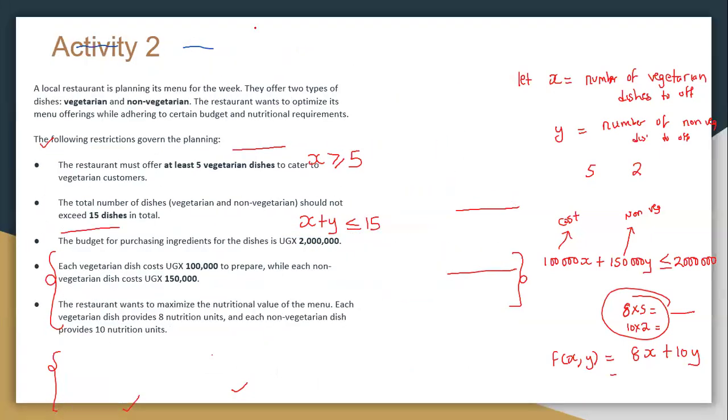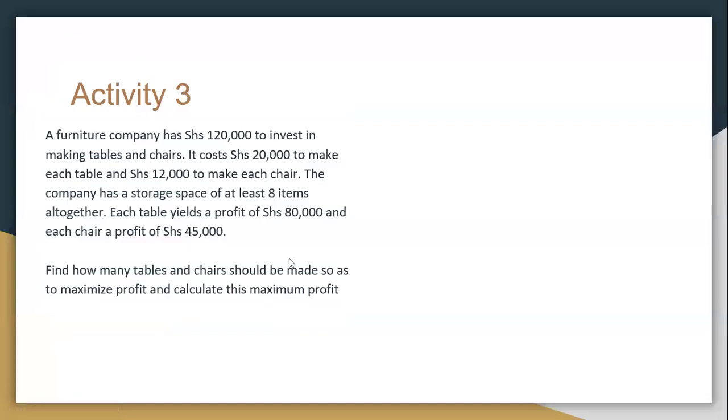Someone made a suggestion in the chat, but allow me to key in my screen, and then I pray this one is a bit clear. Now we have another item. They are telling us that a furniture company has 120,000 to invest in making tables and chairs. Members, first let me know through the chat what is going to be your X and what is going to be your Y. Yes, all the answers in the chat are correct.